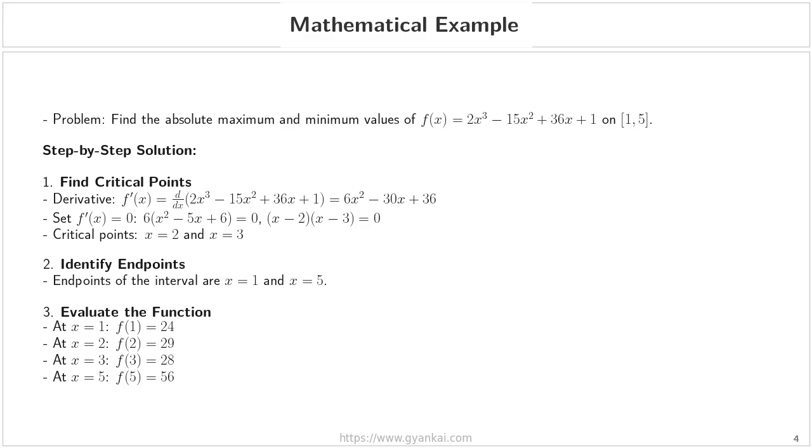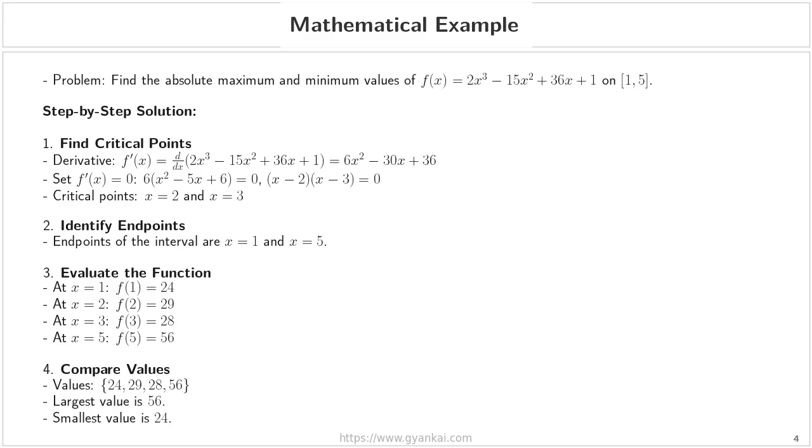Next, at the first critical point x equals 2, f of 2 equals 29. Then, at the second critical point x equals 3, f of 3 equals 28. Finally, at the right endpoint x equals 5, f of 5 equals 56.